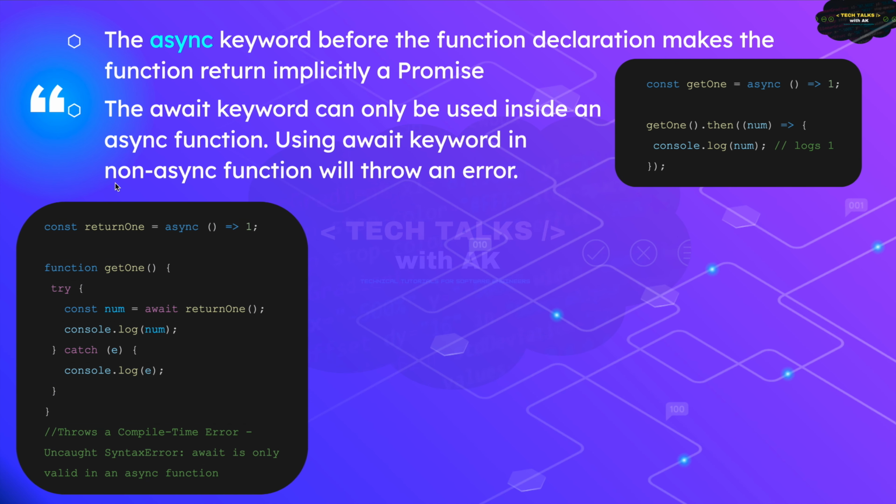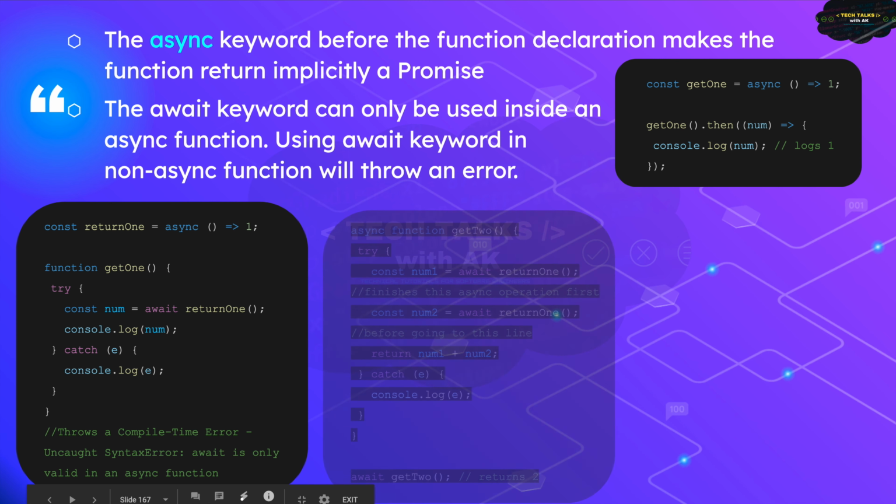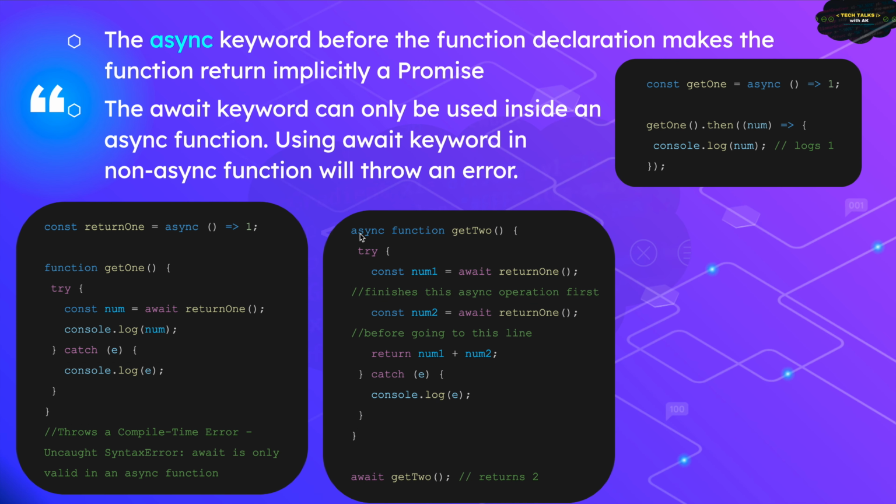Let's look at an example. If we have a function called return1 which is async, and a function get1 which uses await, it throws a compile time error, which is an uncaught syntax error, because await is only valid in an async function. If we have another function which is async, named get2, and we use await return1 twice and then return num1 plus num2, it logs 2 because the get2 function is async and we can use the await keyword inside an async function.